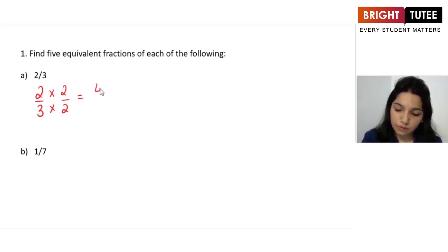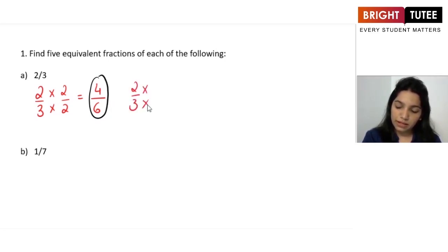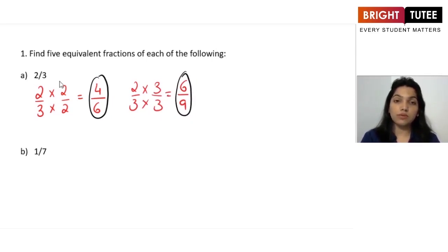So the first fraction that comes out is 4 over 6. This is the first one. Then we have to make 5. Now think about multiplying 2 over 3 by 3. So it's 6 over 9. This is our second fraction. Now multiplying 2 over 3 by 4. So 2 times 4 is, now here I have worked it out. We can directly just think it in our head so that we make quick calculations.